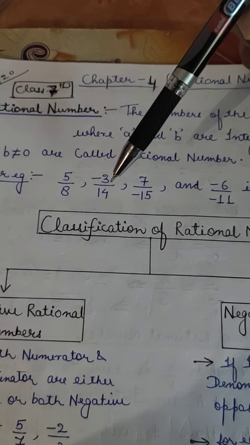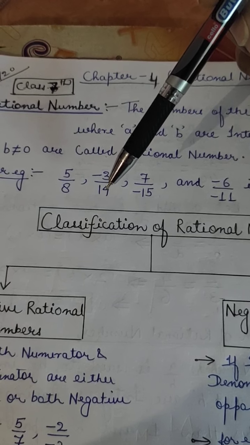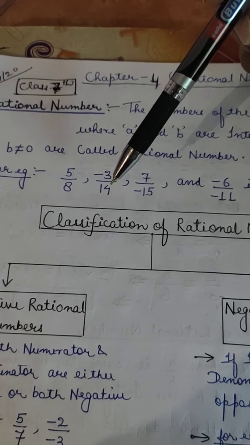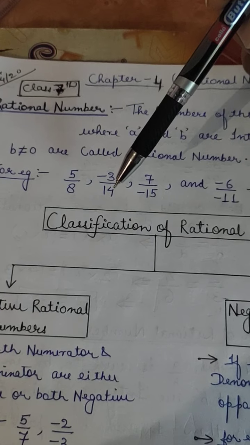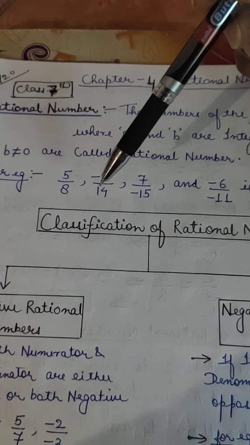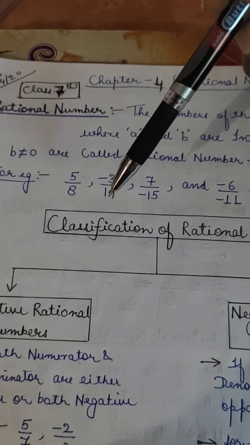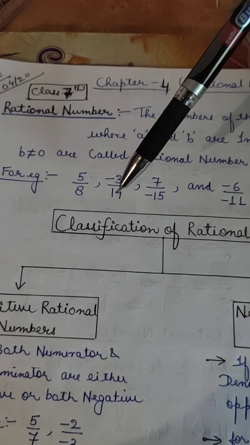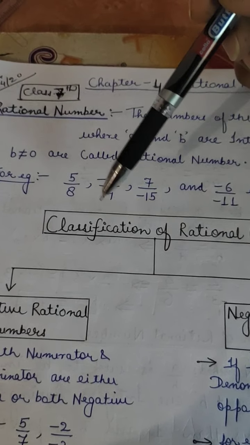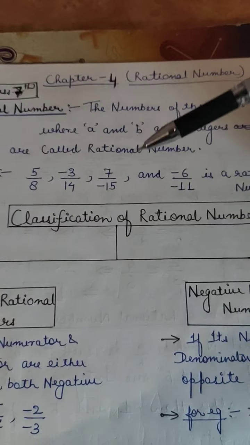So here also check minus 3 upon 14. Minus 3 upon 14 is in a upon b form. Yes, it is in a upon b form. And also check the denominator is not equal to 0. Yes, it is not equal to 0 because it is 14. So minus 3 upon 14 is a rational number.